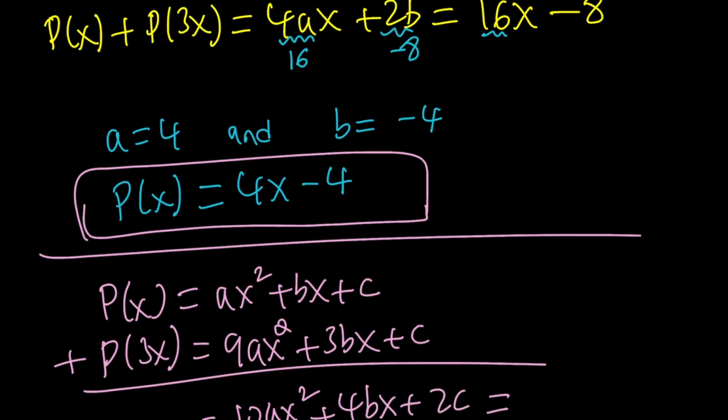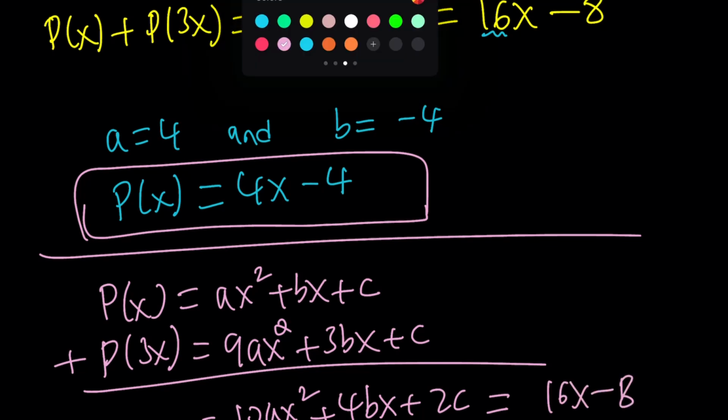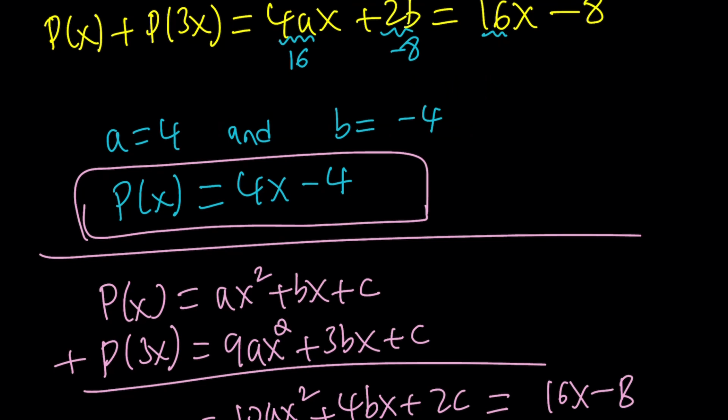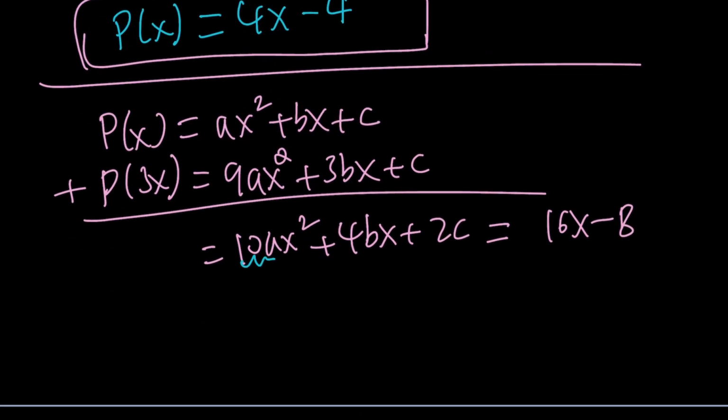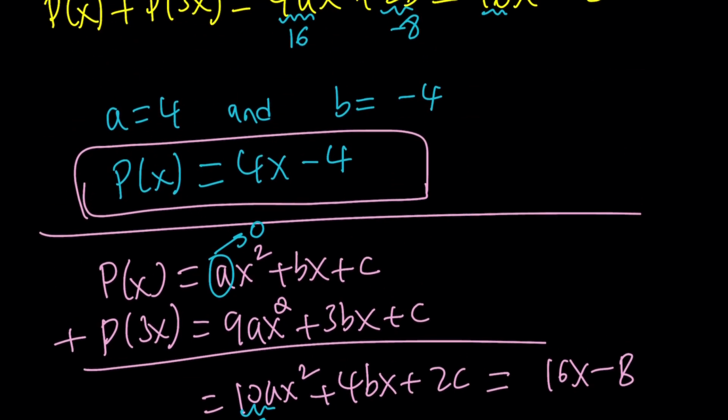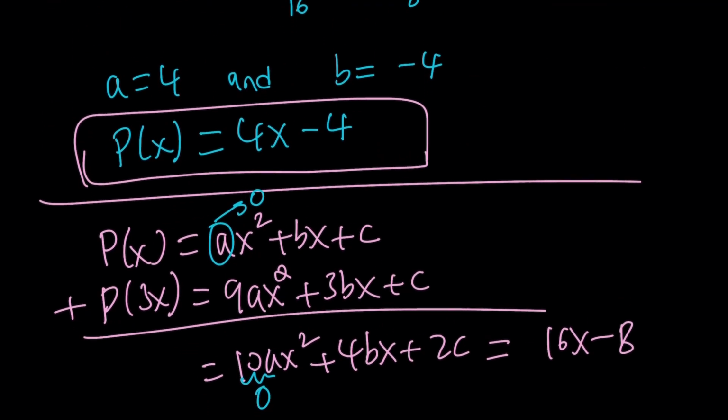And by setting this equal to 16x minus 8, you're going to find the same thing. Notice that there is no x squared on the right hand side, so the coefficient of x squared must be 0, which means a is equal to 0, which means p cannot be quadratic. It has to be linear. Make sense? There is no other type of polynomial that will satisfy this. Therefore, p of x equals 4x minus 4 is going to be the only solution.